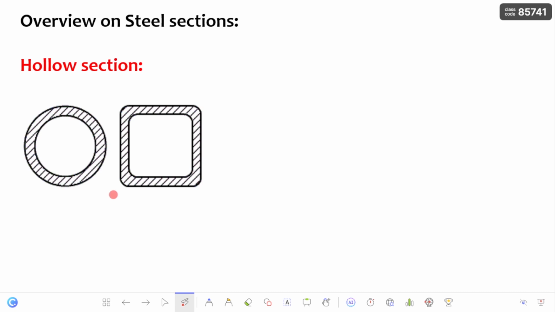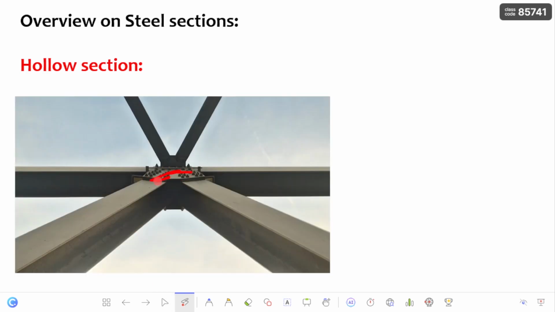And it is not commonly used as a flexural member due to more steel usage compared to the I sections. And also bolting is very difficult to install in the case of these hollow sections. This is a gusset connection. This is one of the hollow sections you can see clearly.